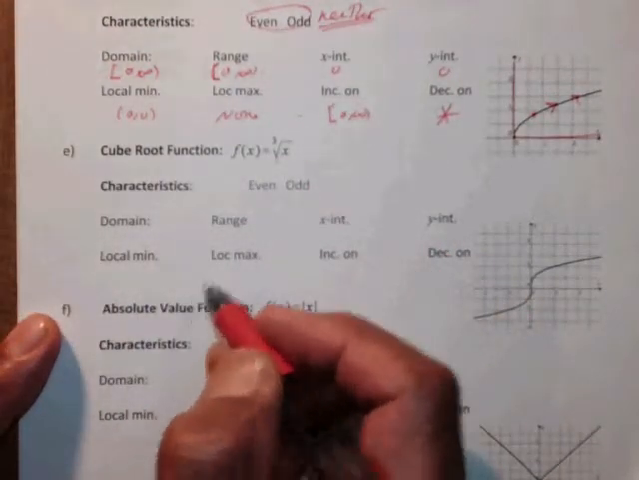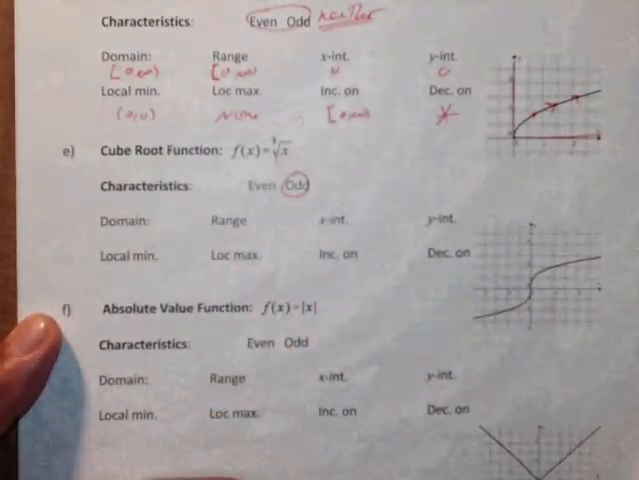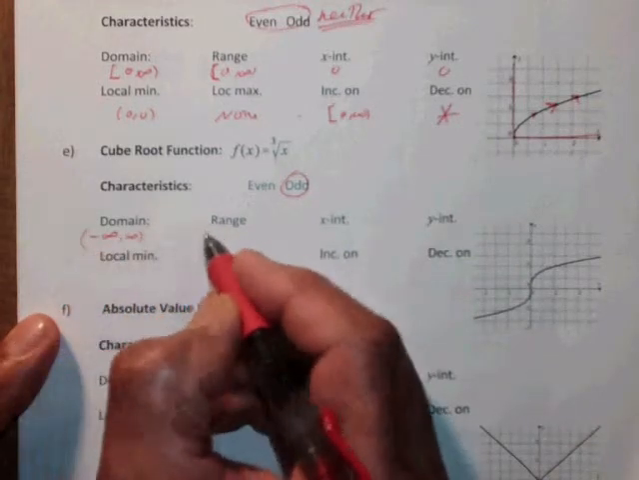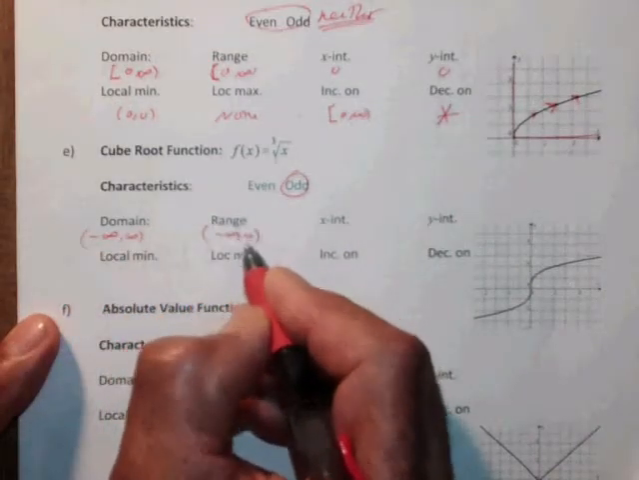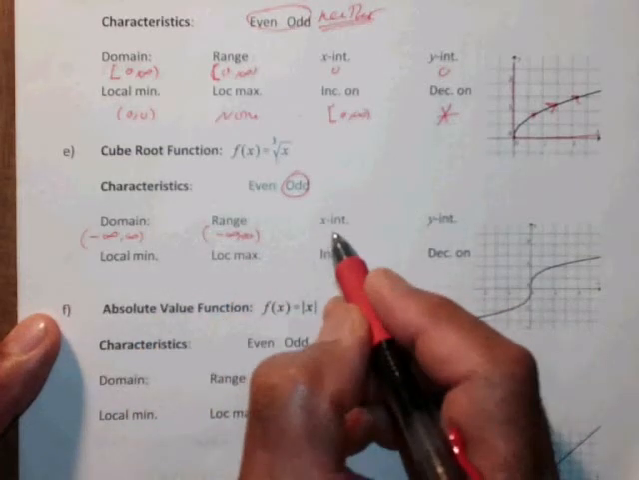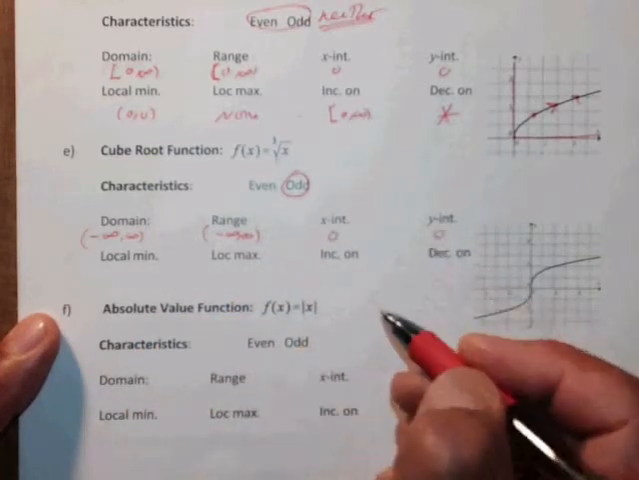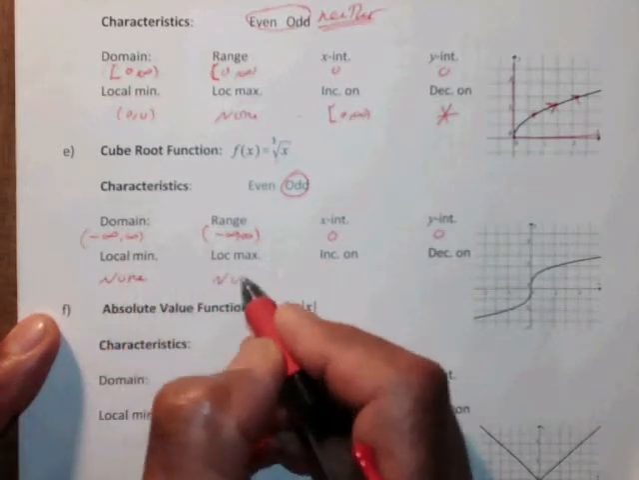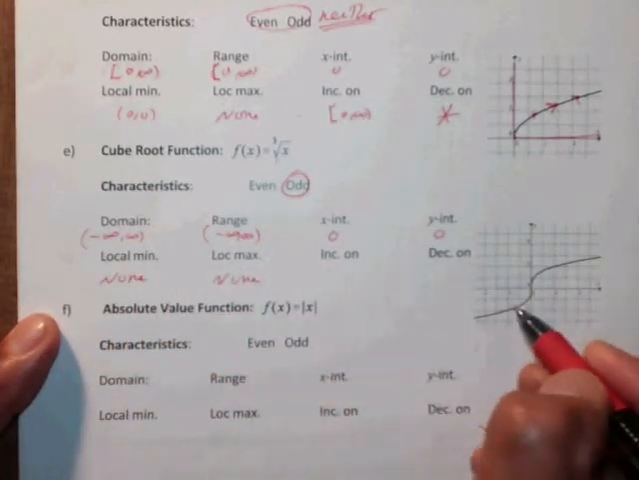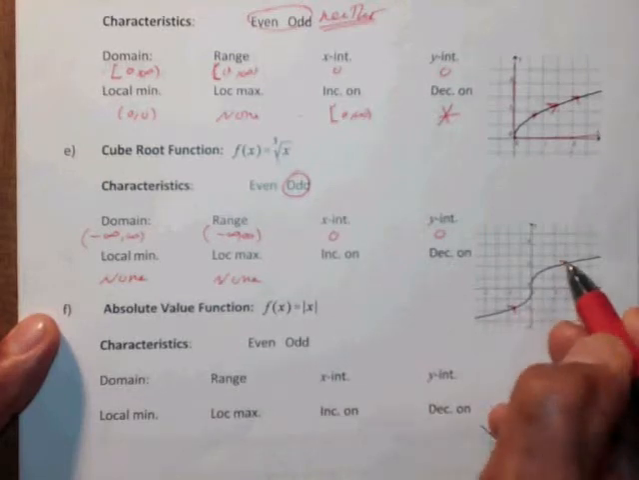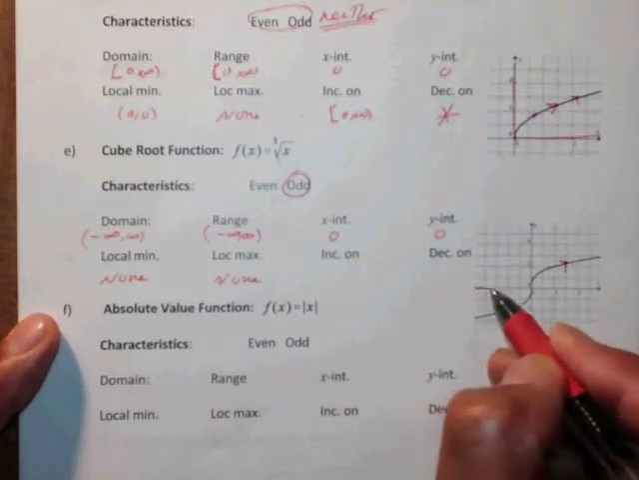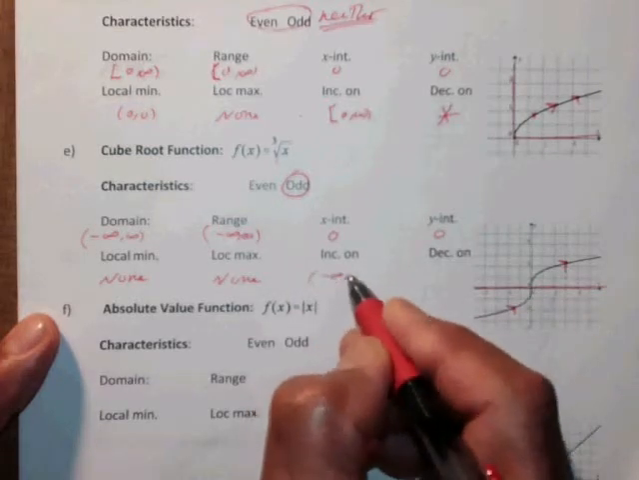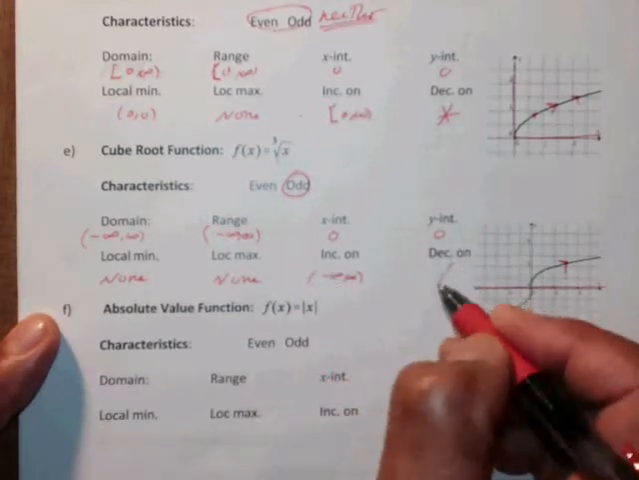It's odd. Domain is the whole real line. Range is the whole real line. X-intercept 0, y-intercept 0. Local maximum none, local minimum none. Increasing all the time, you see. And over its interval, over this whole thing is increasing. Over minus infinity, so never decreasing.